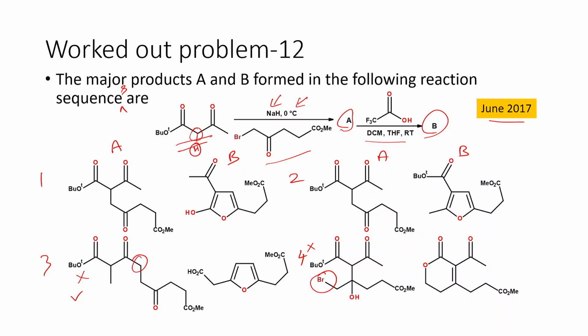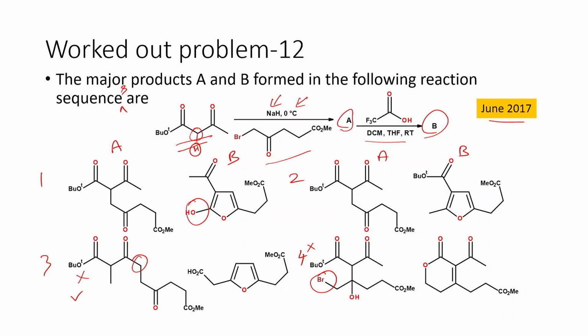Then we are now going to see, between option 1 and 2, what is going to be the final product. If you look very carefully, the final product in one option has a hydroxy unit in it, and option B in 2 doesn't have the hydroxy unit.